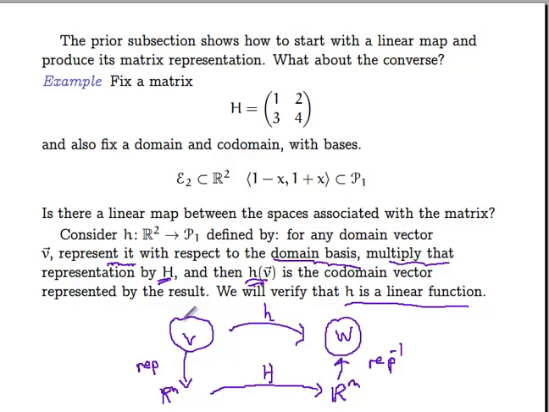Okay, before we go there, I drew this little picture to show kind of what's going on. If we have a linear map from vector space V to vector space W, in order to associate that with a matrix, we take the representation of vectors in V with respect to a fixed basis, and that will take us down to Rn, where n is equal to the dimension of V. Now, once we have a representation in Rn, we can multiply that by a matrix. And H is going to be an m by n matrix.